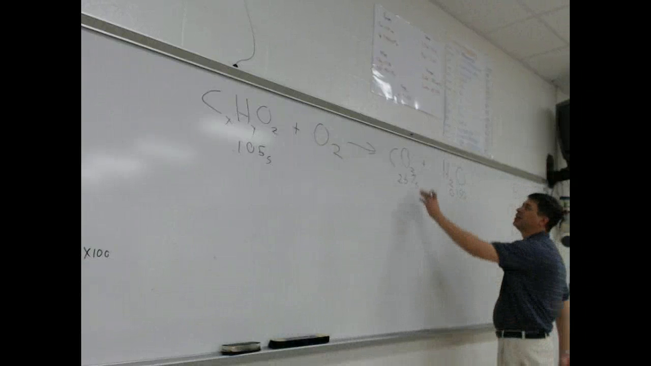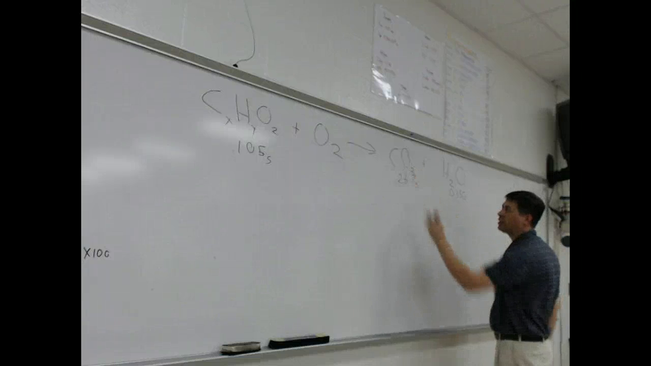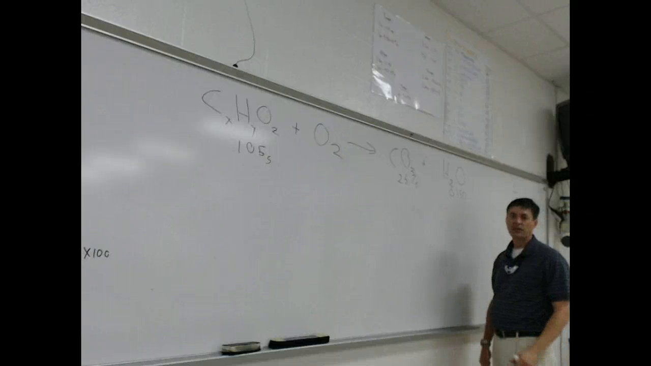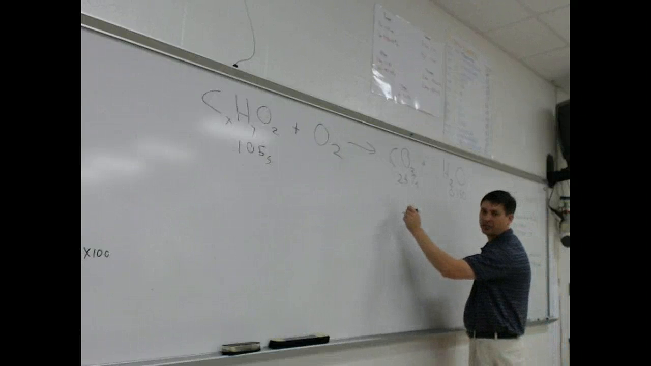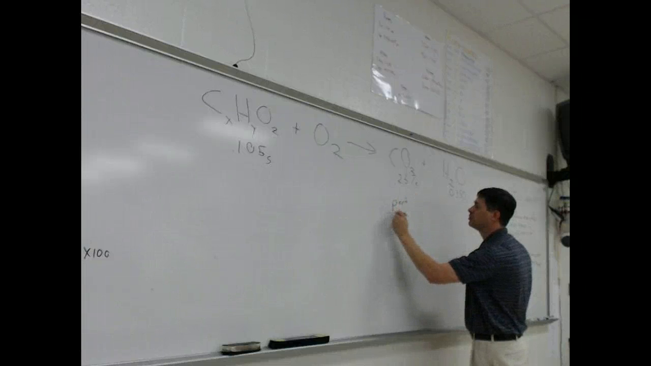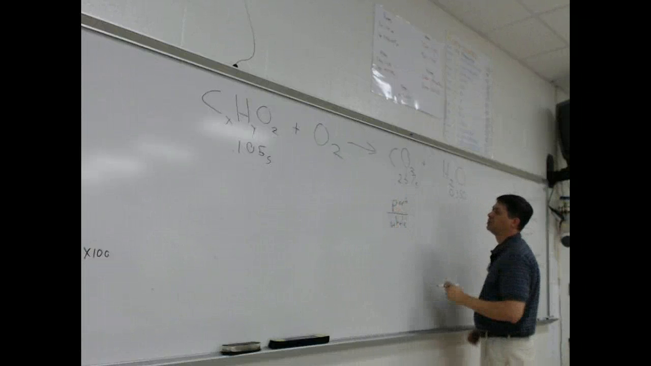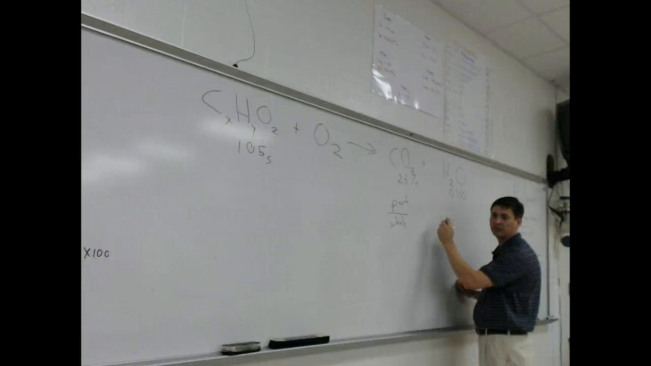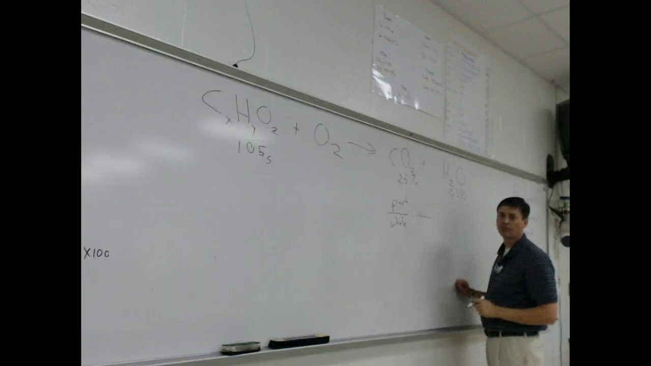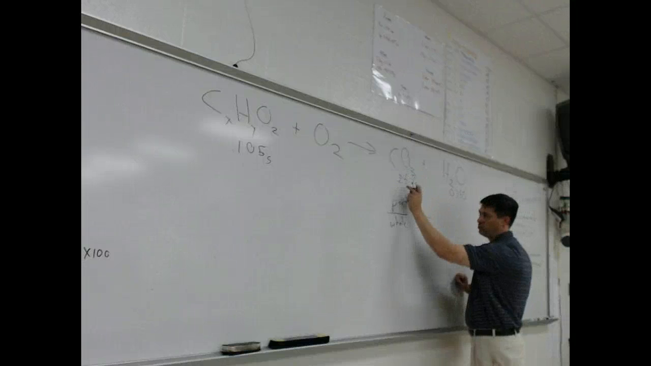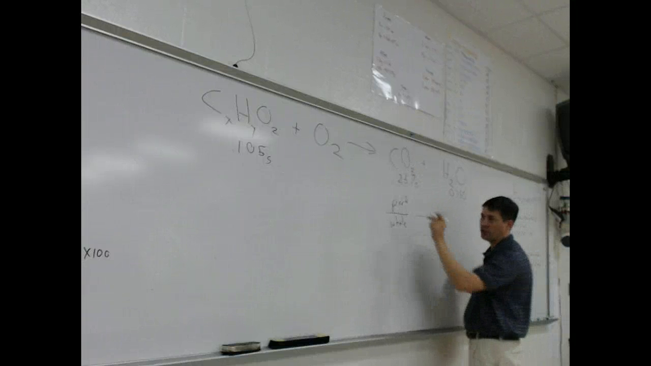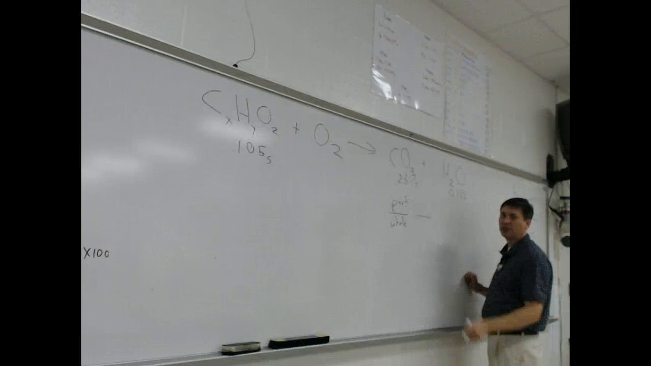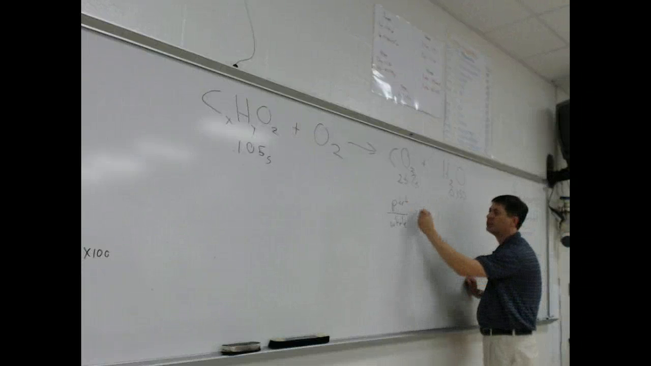Okay. We can use percent composition to figure out how much of this carbon dioxide is carbon. Percent composition is part divided by the whole. What's the mass of our part, the carbon? We have to figure out the mass of the carbon in this carbon dioxide so we know how much carbon is in our hydrocarbon. So part divided by the whole.